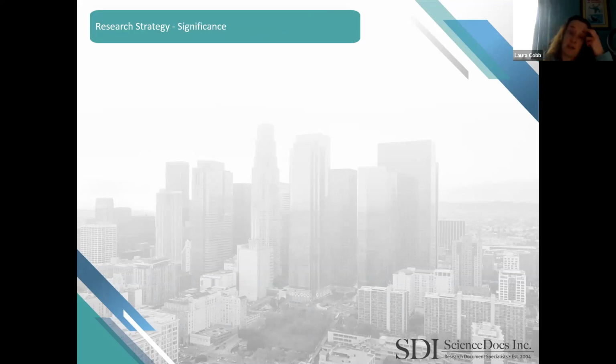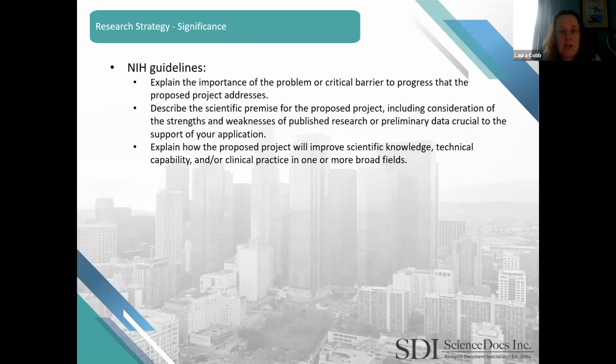So what is the significance section? This is how the NIH describes it, and this is just copy and pasted directly from their website. NIH says, you need to explain the importance of the problem or critical barrier to progress that the proposed project addresses. You should describe the scientific premise for the proposed project, including consideration of the strengths and weaknesses of published research or preliminary data crucial to support your application, and explain how the proposed project will improve scientific knowledge, technical capability, and/or clinical practice in one or more broad fields. So that's a lot of words.